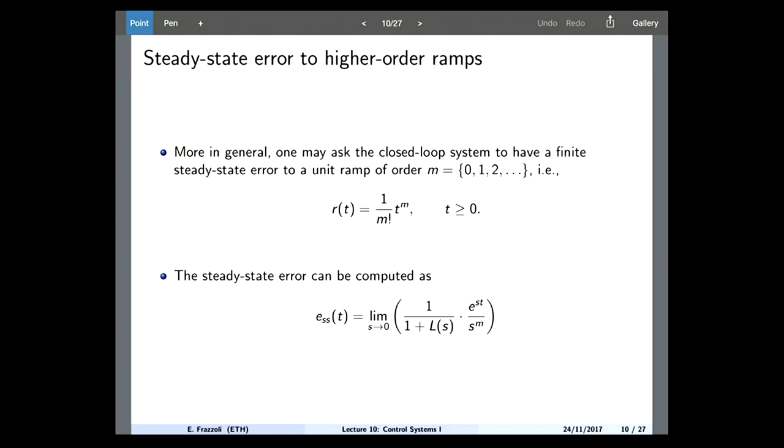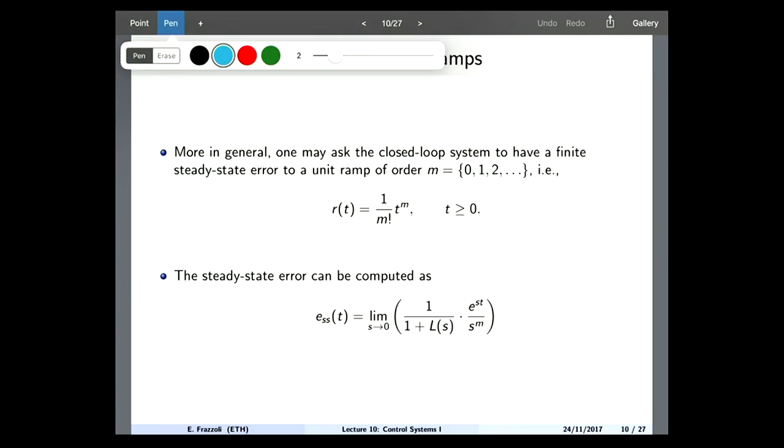So this is what you need to know. Anyway, sometimes you will be asked to have a 0 steady state error to a unit ramp of some order. A unit ramp of order 0 is the unit step. The unit ramp of order 1 is just a straight line. The unit ramp of order 2 is a parabola, right? Now, if you think of these things, okay, let's draw it here.